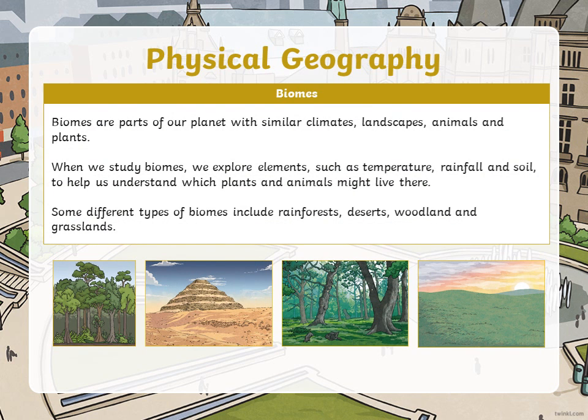Now we're looking at biomes in geography. Biomes are a part of our planet with similar climates, landscapes, animals and plants. So when we study biomes, we explore elements such as temperature, the rainfall, the soils, and everything helps us understand about the animals, the plants, and even the humans that may live there. So, from the pictures below, I want you to point at the biome that Egypt is. Is it 1, 2, 3, or 4? You should have definitely pointed at number 2 here, which is our desert biome.